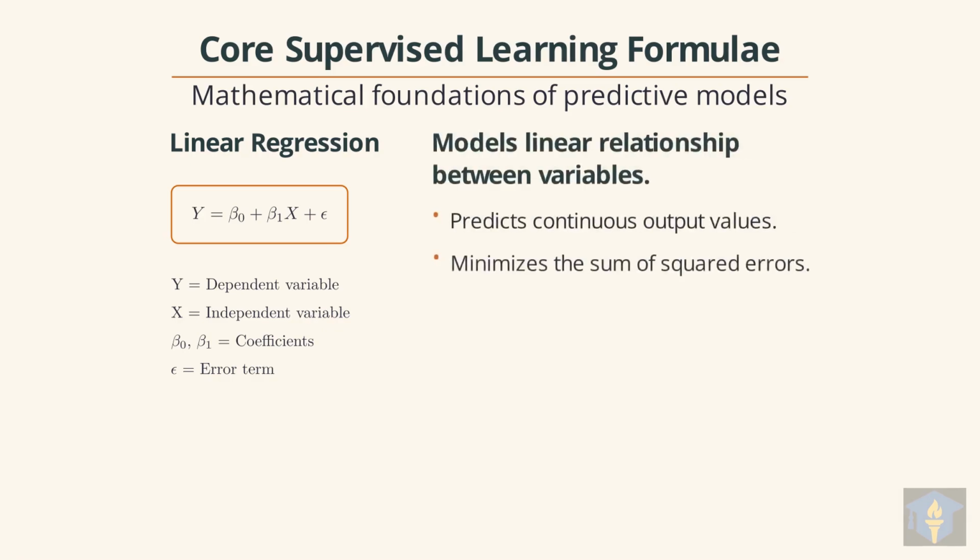This formula models the linear relationship between variables, assuming a direct, proportional connection. It's specifically designed to predict continuous output values, like house prices or temperatures. The model works by minimizing the sum of squared errors, finding the line that best fits the data points.